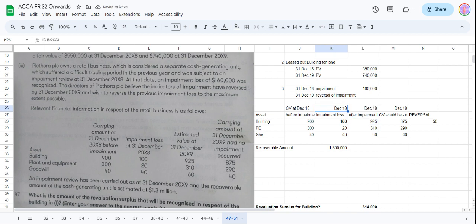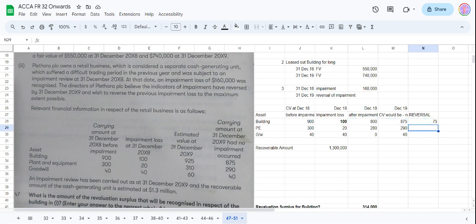So after impairment, we need to take this 800. Goodwill has no value, and this is 800. This is 280, and this is zero. So how much we can reverse is to the maximum of 875. Currently it is 800. 100 we have to reverse, but we can only go till 875. So only 75 we can reverse here.